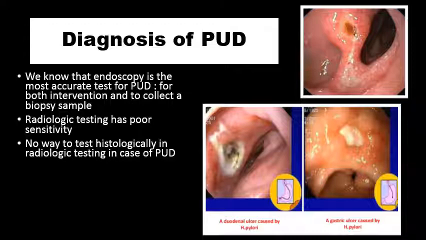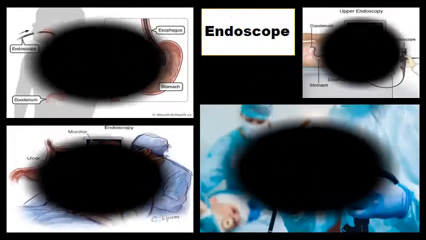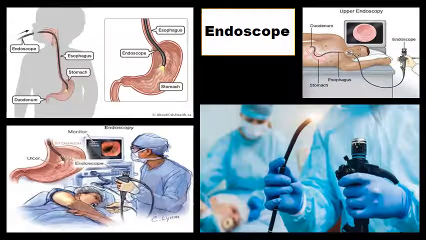Other radiological testing is not very sensitive. And so the diagnosis is usually done clinically when very telltale signs and symptoms are present. We just start with the therapy before we even diagnose an ulcer. It's important to test for Helicobacter pylori.